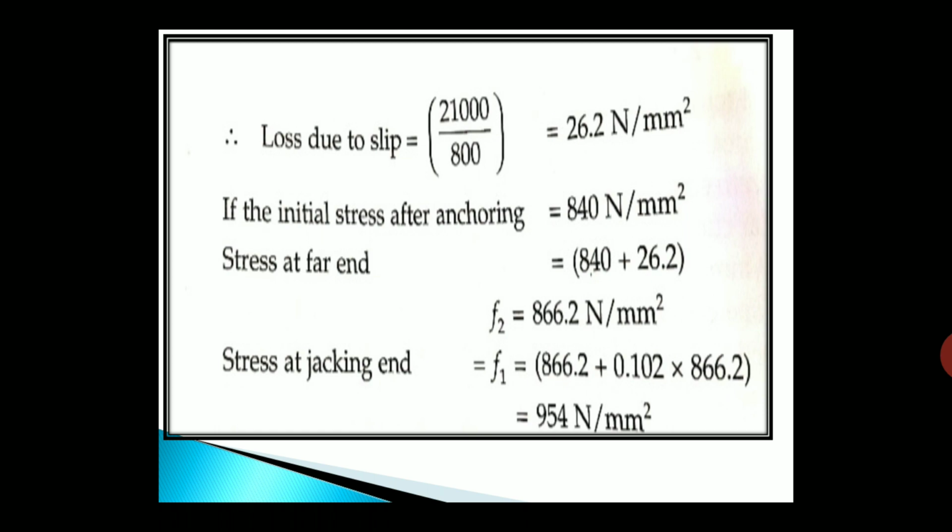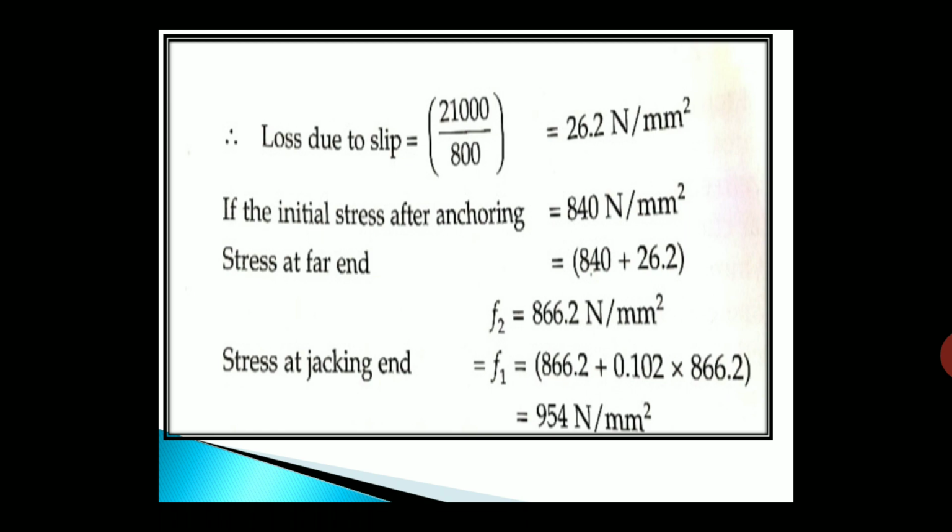So this is a tricky example, whereas you can understand many things from it. It tells that always the stress at the jacking end will be more than the stress at the far end. The effective stress is the one which takes into account the losses. At the jacking end, losses such as slip and friction are taken into account, whereas when we go to the far end, the losses due to only slip are considered.